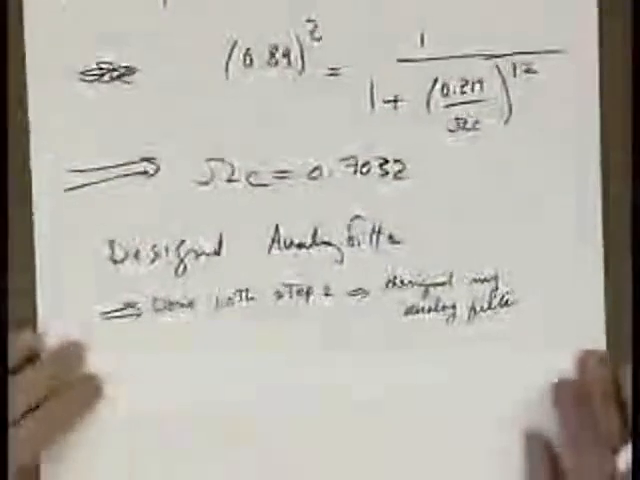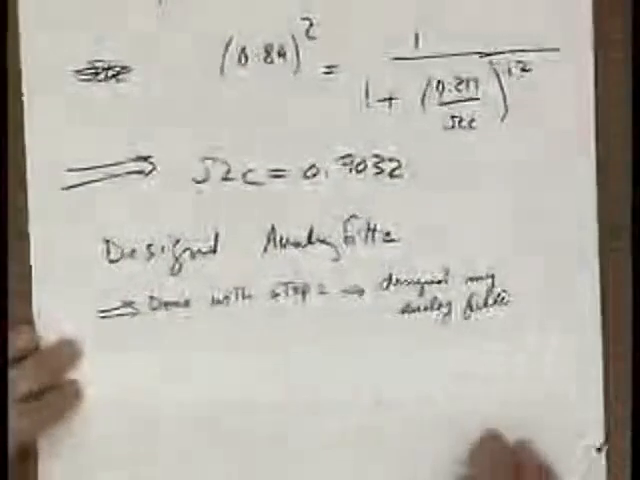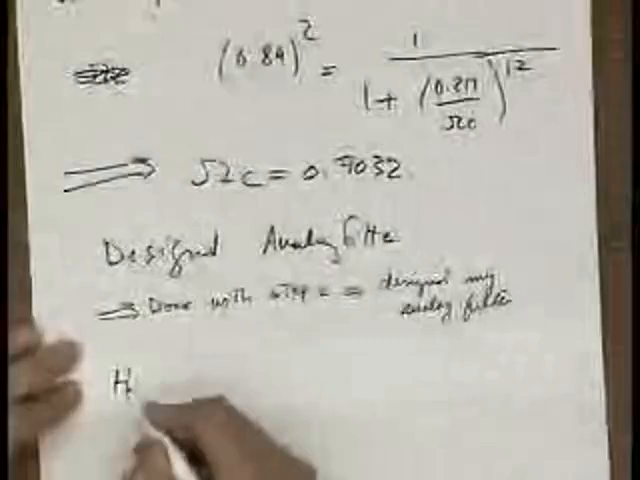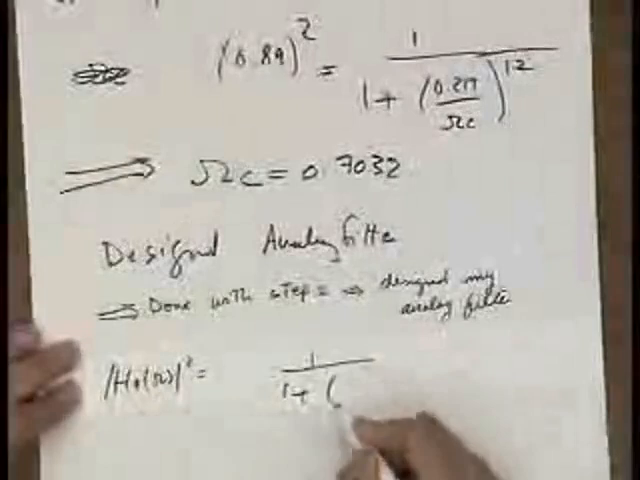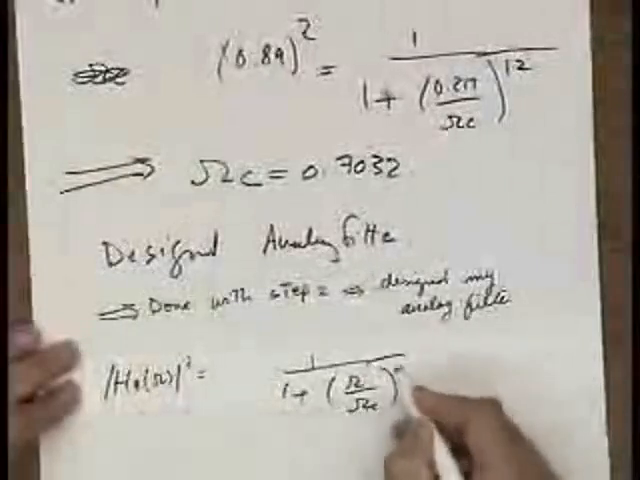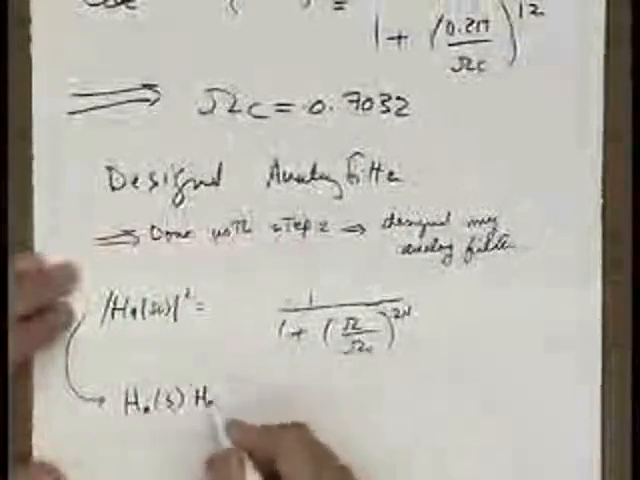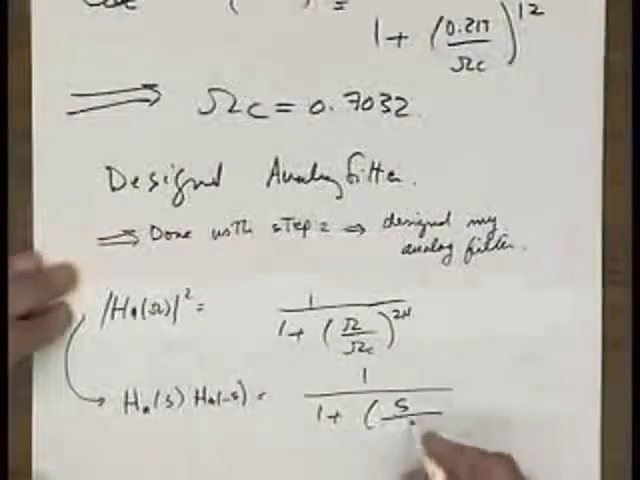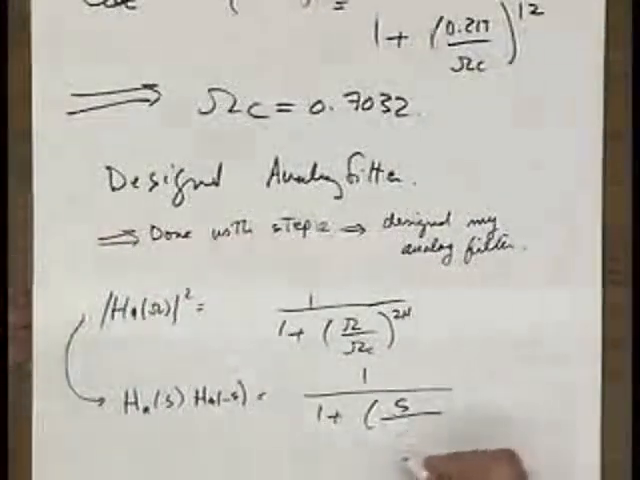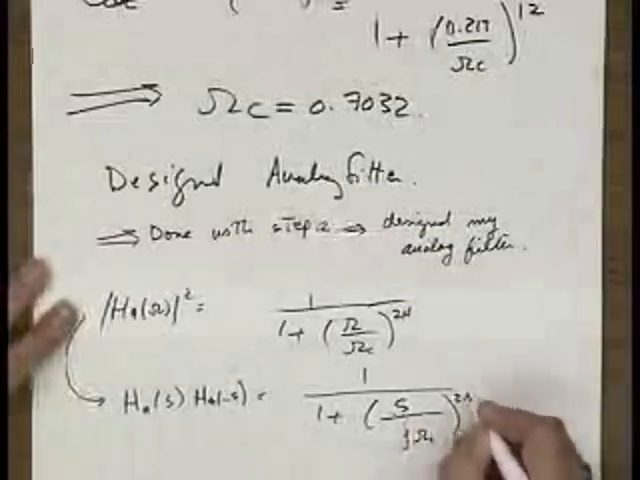Okay. So what is my analog filter, and what can I say about my analog filter? Well, what I know is the Butterworth filter has |H_a(omega)| squared equal to 1 over 1 plus (omega over omega_c) to the power of 2n, which is another way of saying the same thing: H_a(s) times H_a(-s) is 1 over 1 plus (s over j omega_c) to the power of 2n.